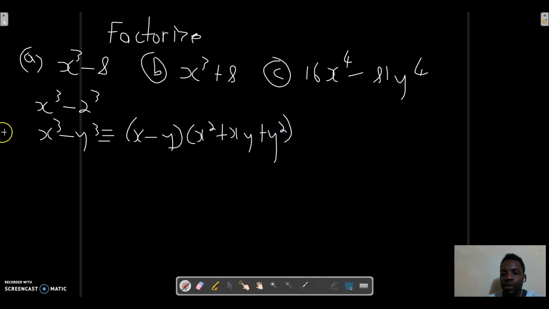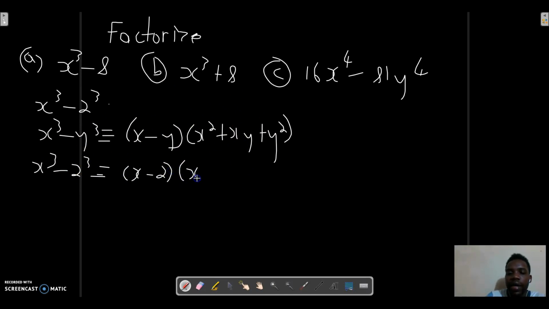So don't mix up the difference of 2 cubes with the sum. Everything is positive in the second bracket when it comes to the difference of 2 cubes. So by comparison, x cubed minus 2 cubed is going to be equivalent to the following. Notice in the place of x we have x, but in the place of y we have 2. It's the same thing we translate on the right. So we replace all the y's by 2 and all the x's by x. So we have x minus 2, open bracket, x squared plus xy. Remember y is 2, so you're going to have 2x plus y squared, and y is 2, so we're going to have 4. And that's it.